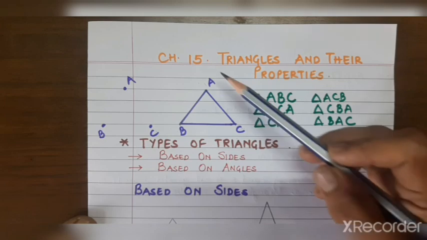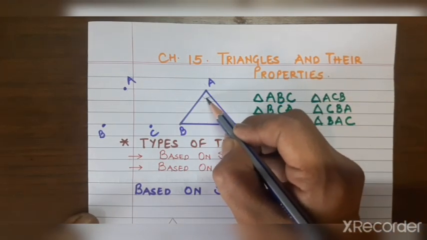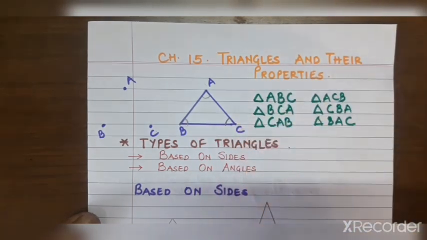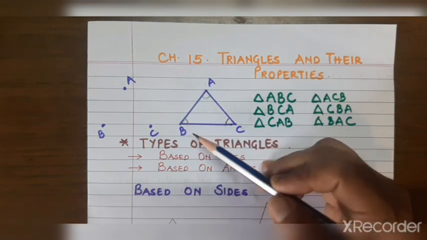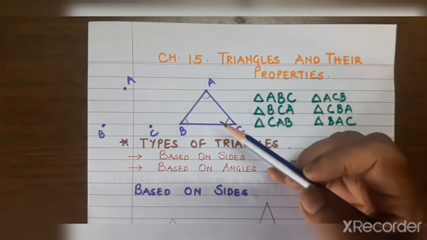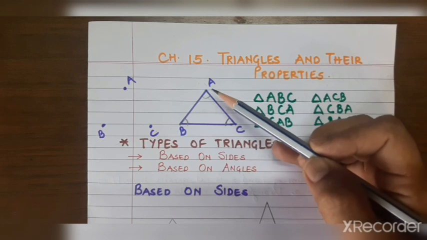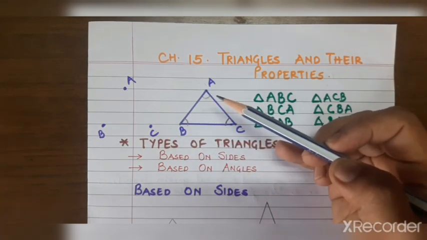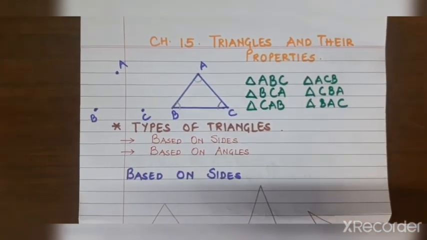We have three vertices and we have three angles. At the vertex there is an angle which is formed, and therefore this particular triangle has angle A, angle B and angle C. Again, the name of the angles you have studied earlier. It's just a revision that you can write the name of an angle with just a single letter or three letters. This is just a revision. Now we go to the types of triangles.